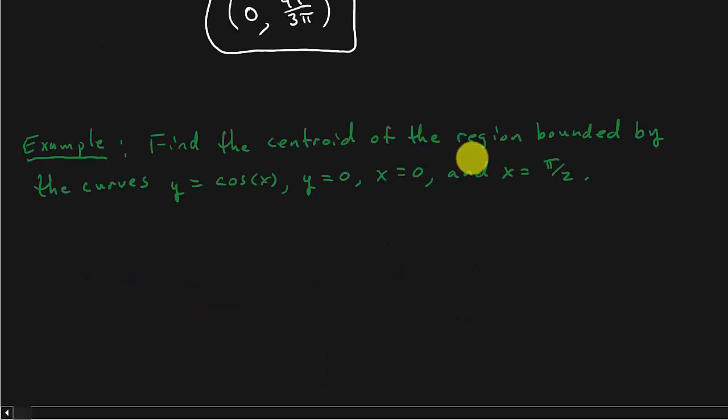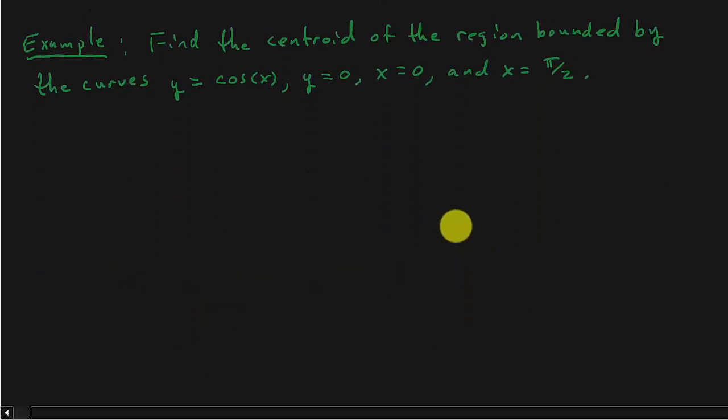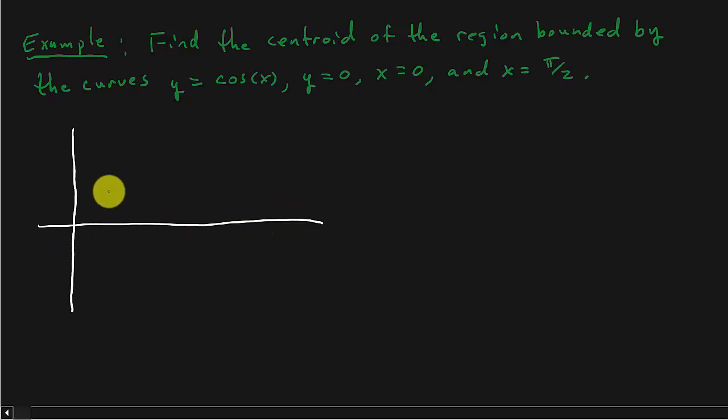All right, so let's look at the next problem. It says, find the centroid of the region bounded by the curves y equals cosine x, y equals 0, x equals 0, and x equals pi over 2. All right, so let's sketch the graph here. So we know cosine, it starts up here and it comes down.